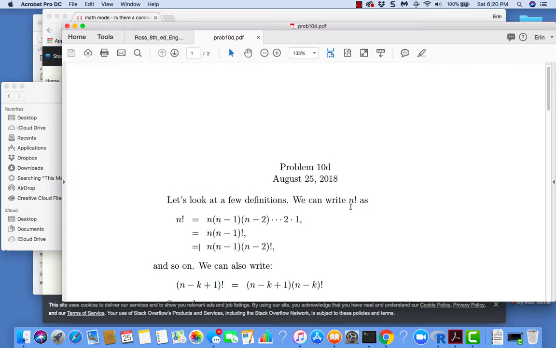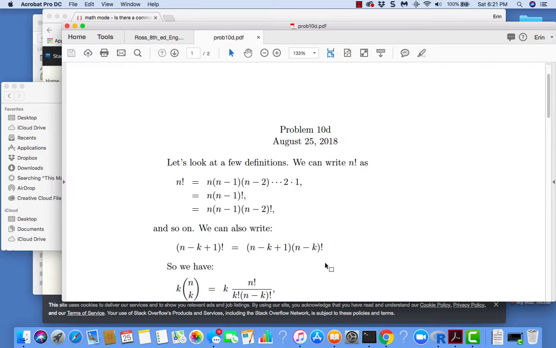So we can think about n factorial. We can write it as n times n minus 1 times n minus 2 down to 2 times 1. Or I can write n times (n minus 1) factorial. Or I can write n times (n minus 1) times (n minus 2) factorial. And you can just keep going in that fashion. Okay? That's just by definition.